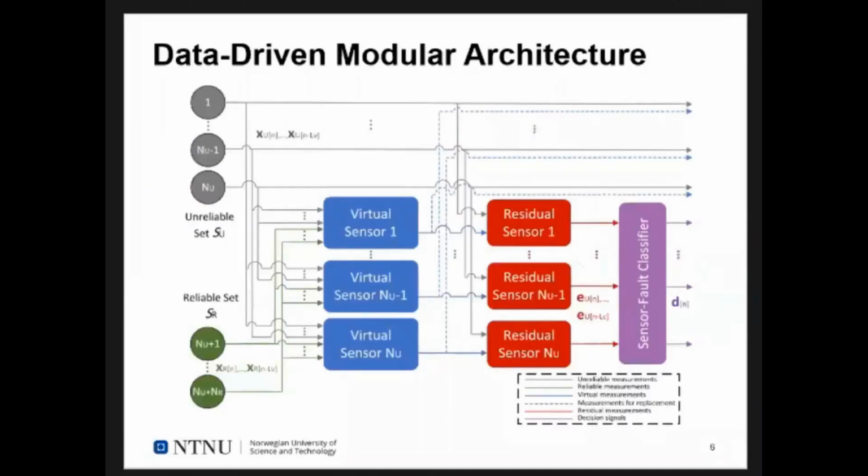This is a more detailed view of this architecture that we have been presenting. Another clarification: the inputs that we are considering, we have been splitting into 2 types of groups. One that we are calling the unreliable sensors, and one the reliable sensors.